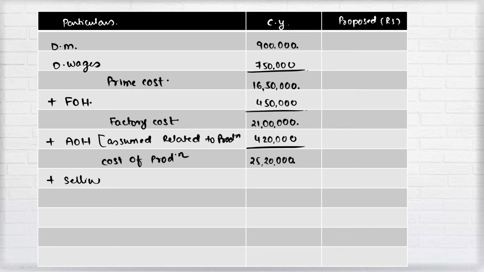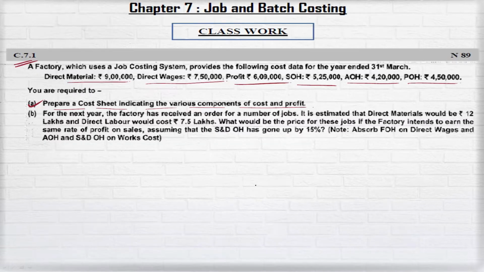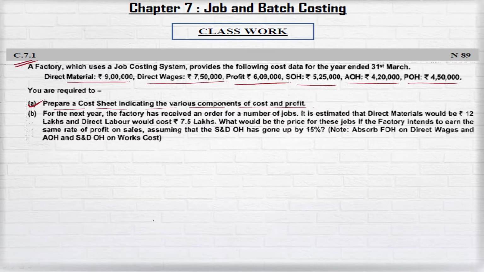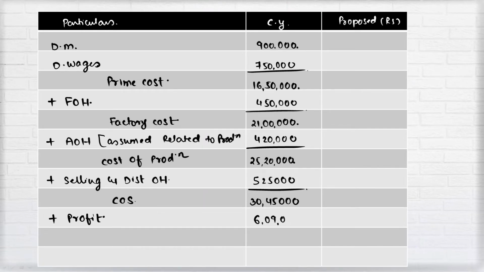Plus selling and distribution overhead, which is 5,25,000. I will be getting cost of sales. This is 30,45,000. Add profit, 6,09,000. I will be getting sales of 36,54,000 rupees.